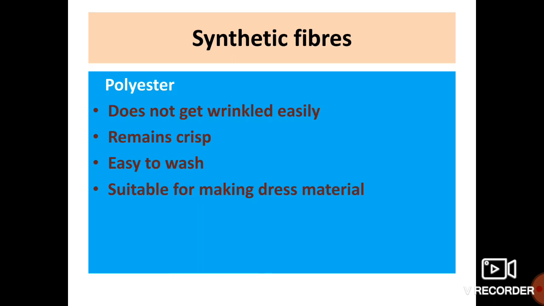First one is polyester. Polyester is another synthetic fiber. Fabric made from this fiber does not get wrinkled easily. It remains crisp and is easy to wash. And it is suitable for making dress material.